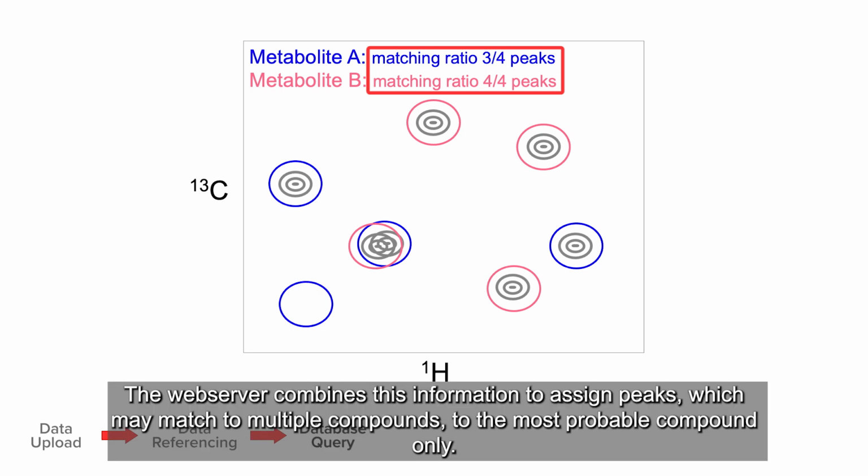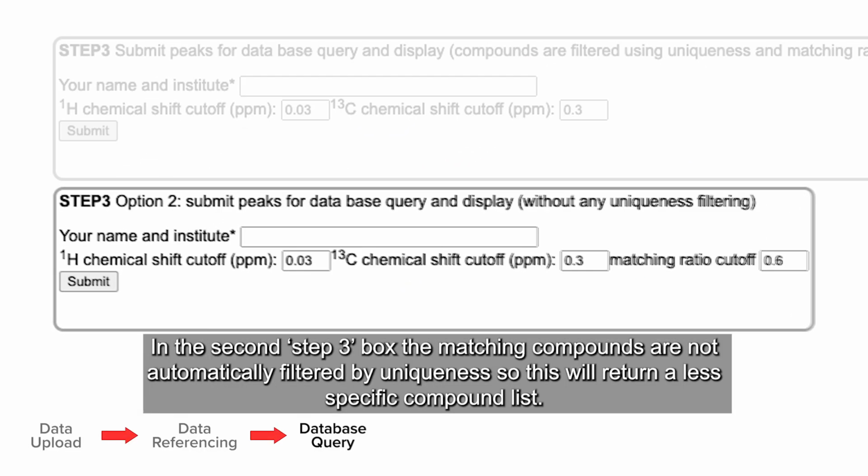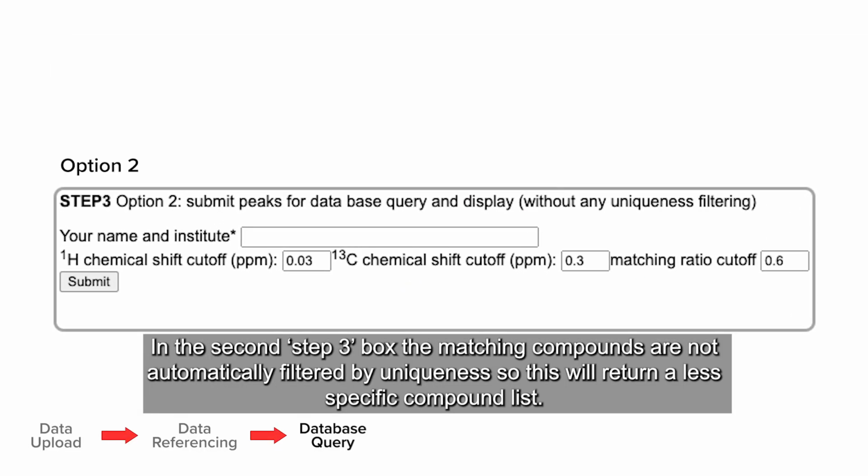The web server combines this information to assign peaks, which may match to multiple compounds, to the most probable compound only. Therefore, a peak assigned with high confidence to a compound will not be assigned again to a low confidence compound. In the second Step 3 box, the matching compounds are not automatically filtered by uniqueness, so this will return a less specific compound list.